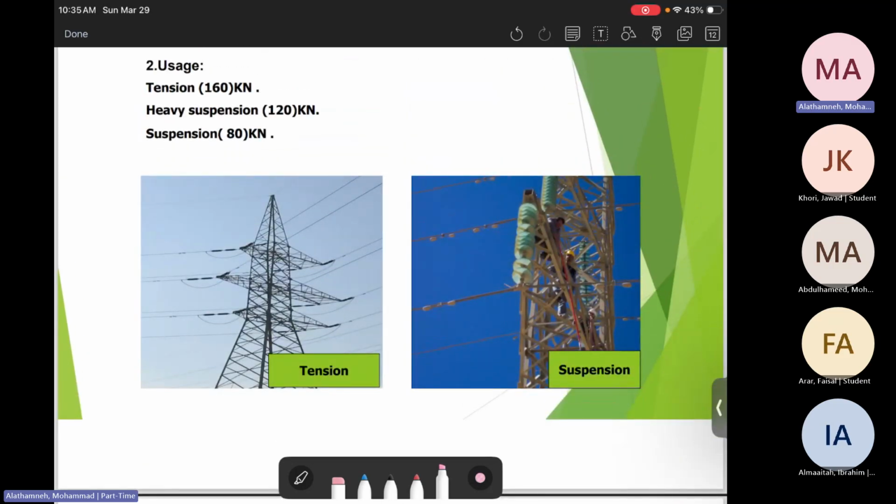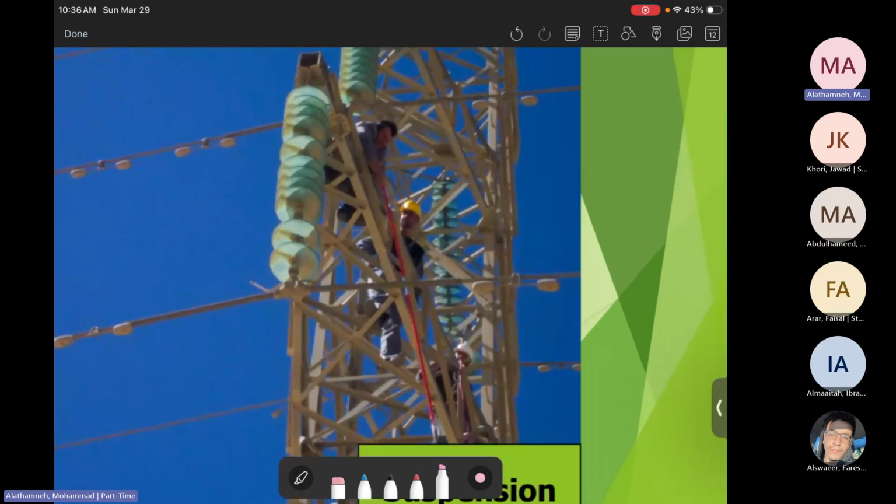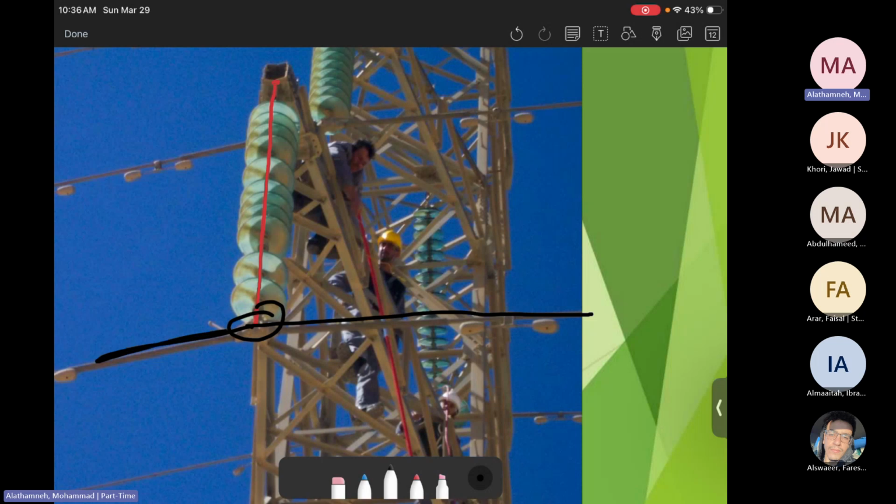The second classification is associated with the usage. Is it tension or suspension or heavy suspension? What do I mean by tension and suspension? Look at this image. In this image, you will see the insulators, but you will see the wire is carried here in this part. It will not be cut. Look at this wire. So it's suspended. The wire is suspended or is being carried by this part. So this is called suspension.